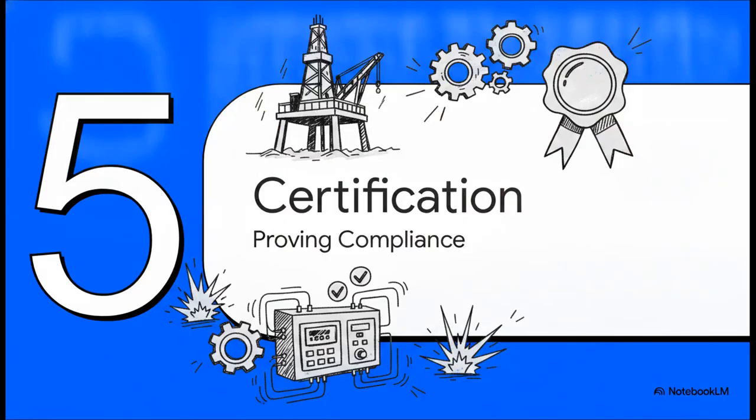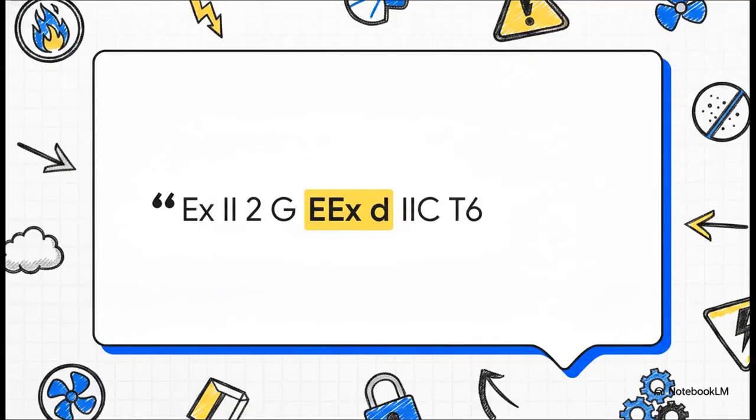Let's move to Section 5, Certification and Compliance. So the engineering is done, but how do we legally prove that this equipment is actually safe to install on the rig? We prove it with highly specific certification strings. This is an actual ATEX string from our source documents. To the untrained eye, sure, it looks like a random password, but to an electrical engineer, this string is the ultimate proof of legal and safe compliance.